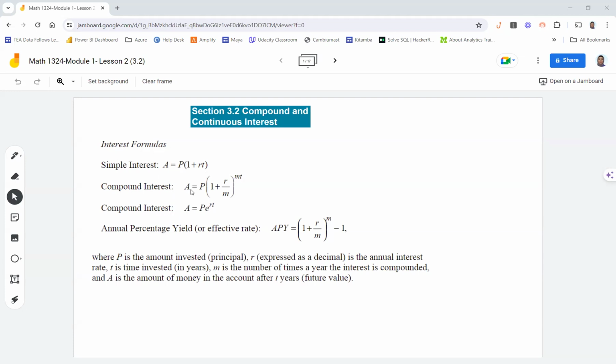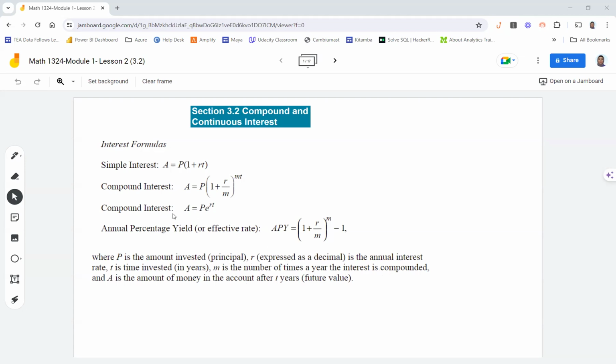So the first formula we're going to focus on is the future value A is equal to P, the principal, the original money, times (1 plus R divided by M) to the power of MT. Here, A stands for the future value, P stands for the invested amount, the principal money, R is the annual interest rate in decimal, T is the time in terms of years, and M is the number of times per year the interest is compounded.